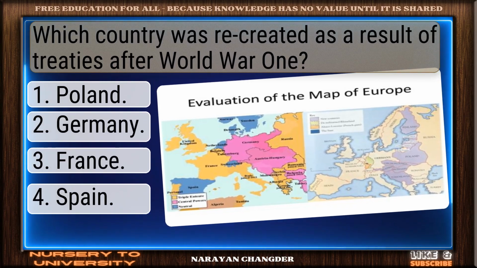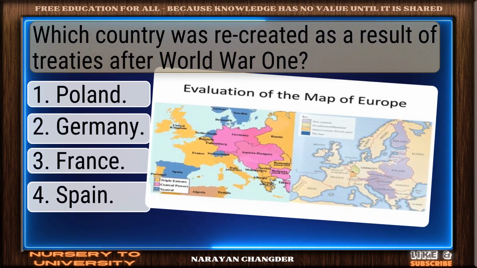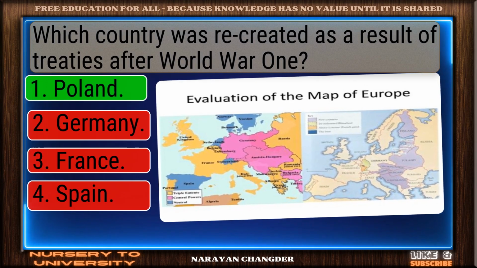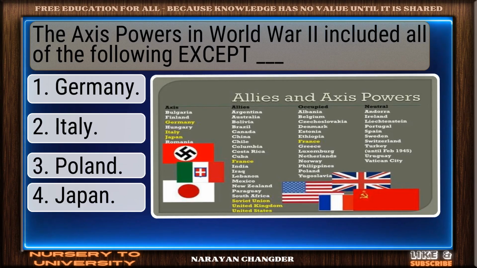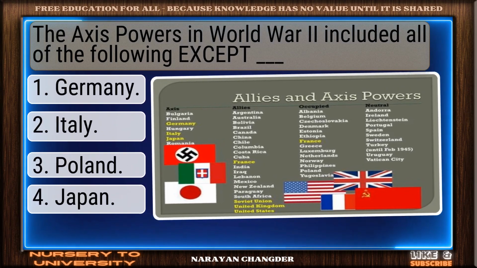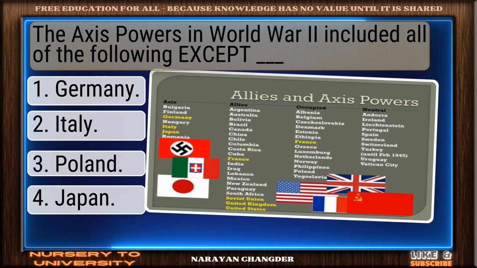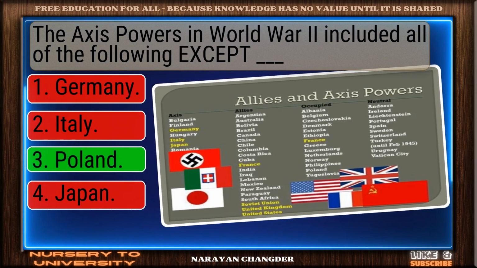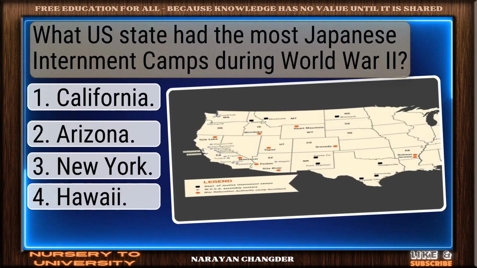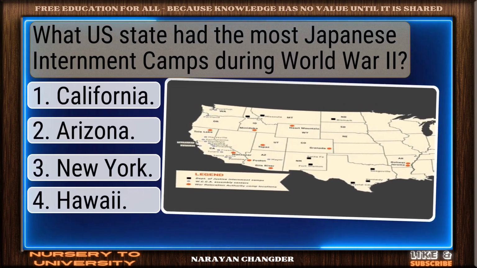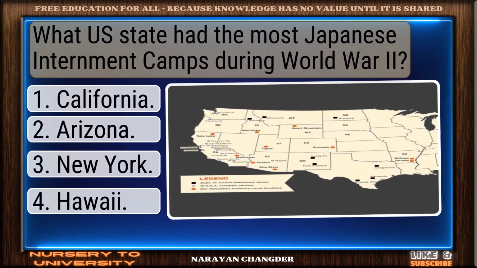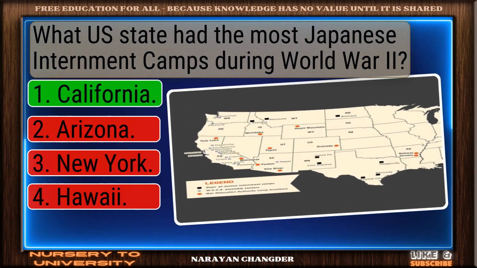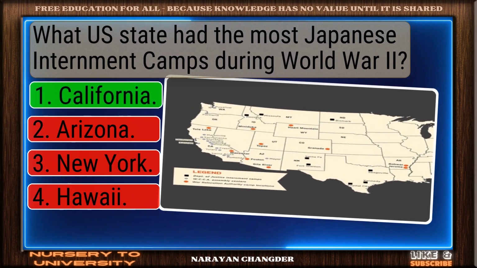Which country was recreated as a result of treaties after World War I? Valid point. Poland is true. The Axis powers in World War I included all of the following except dash. You chose Poland. Correct. What state had the most Japanese internment camps during World War I? Bravo. California is the answer.